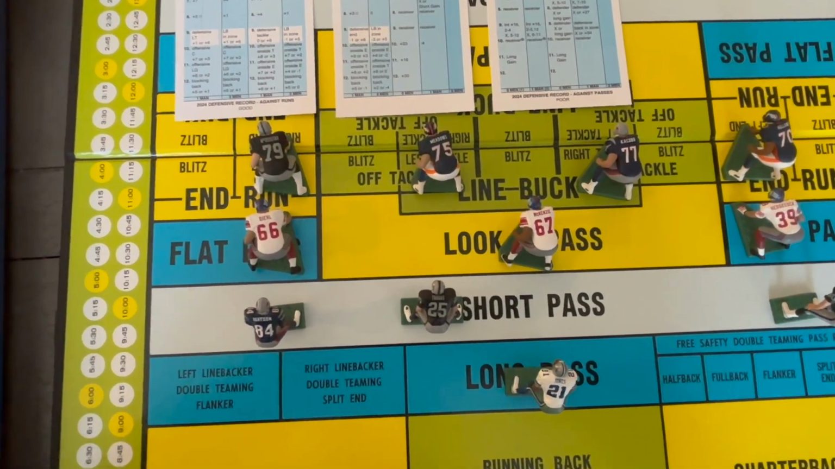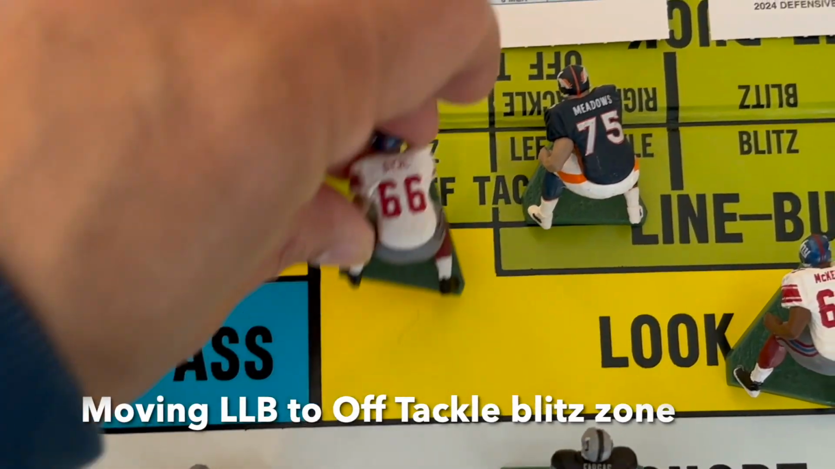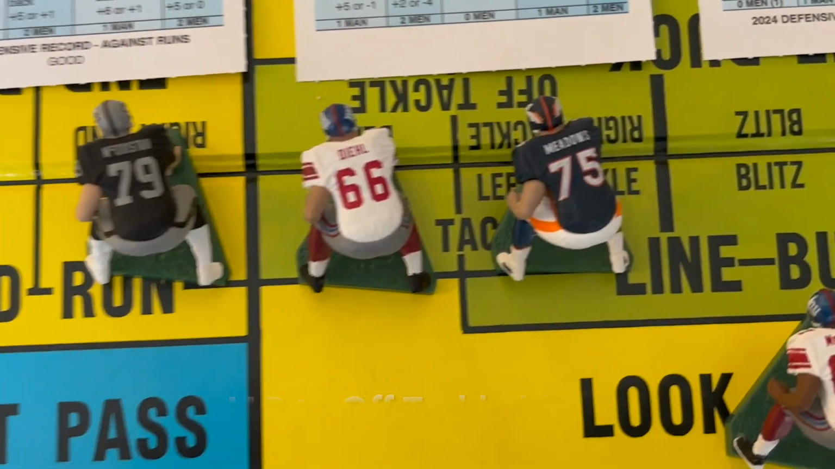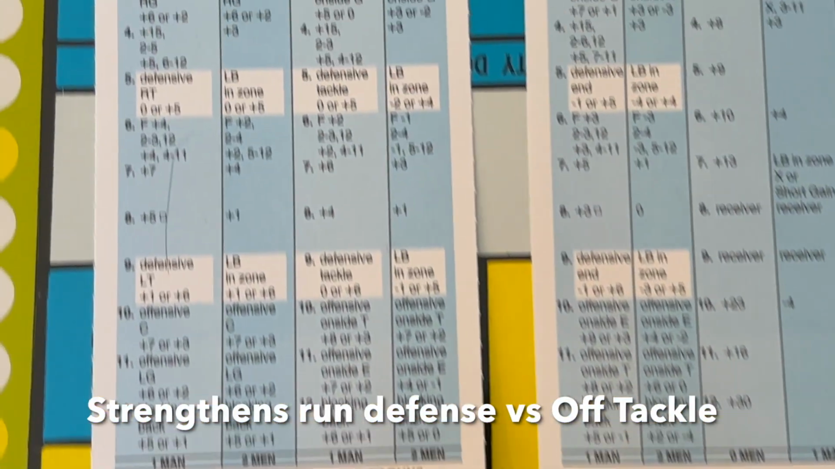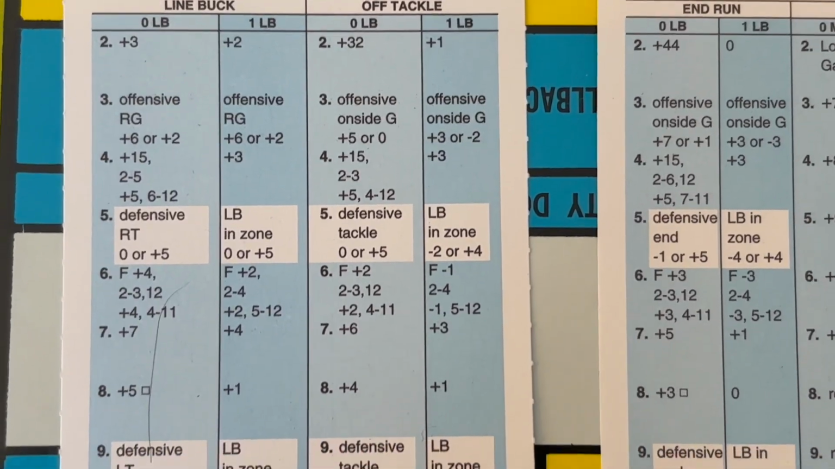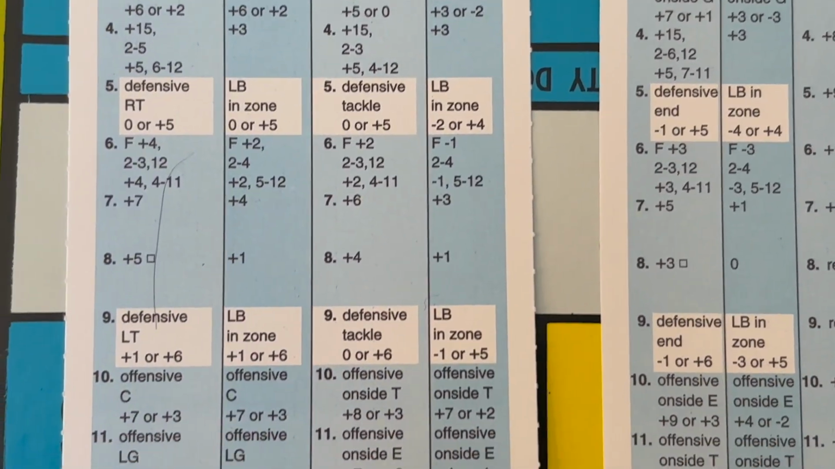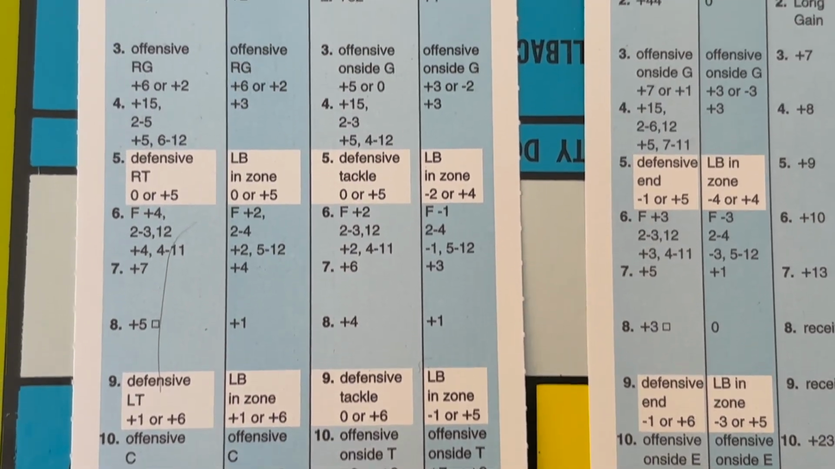Okay, let's see how we relate the movement of the defense to the defensive cards. We're going to move the left linebacker to flood the off tackle zone. So now we're going from 0 linebackers to 1 linebacker. And as you can see, the yardage is much less when you flood that zone. And there's even a higher chance of a fumble.